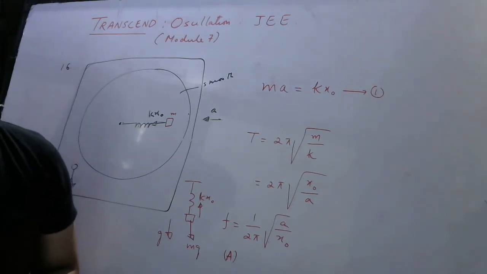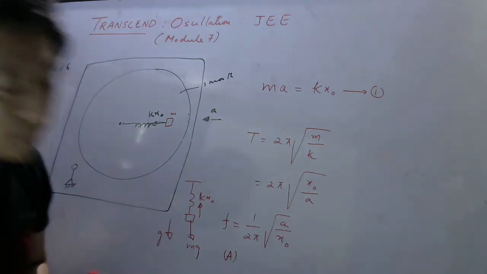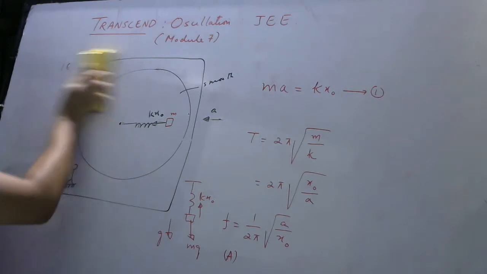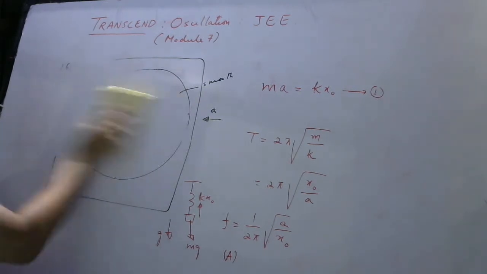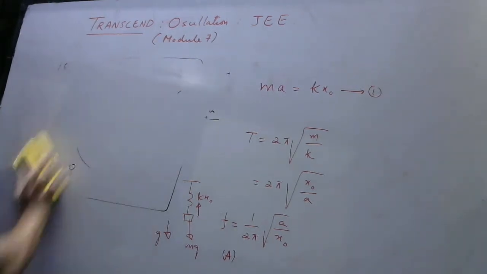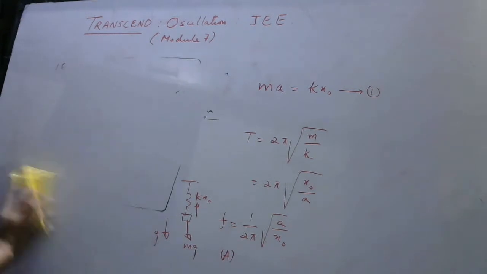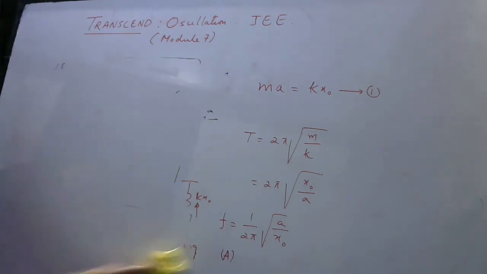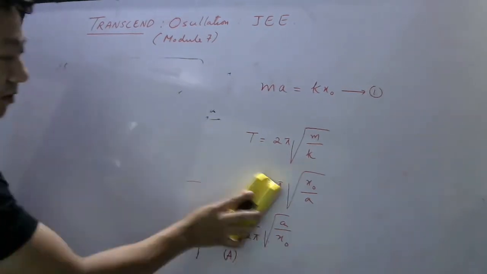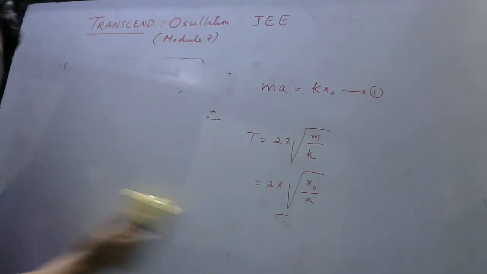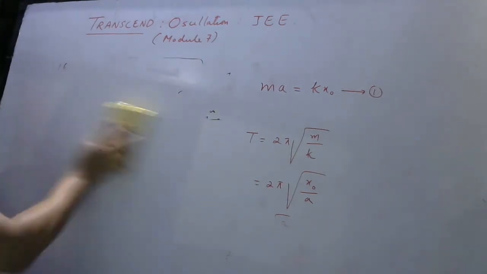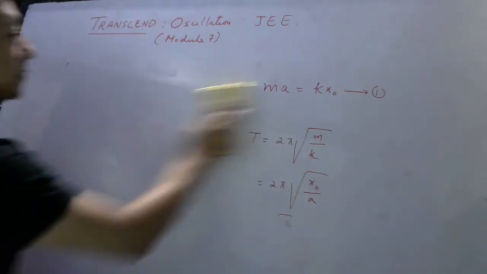Question number 17. It says the string of a simple pendulum is replaced by a uniform rod of length capital L and mass capital M, while the bob has a small mass small m. It is allowed to make small oscillations. Its time period will be how much?